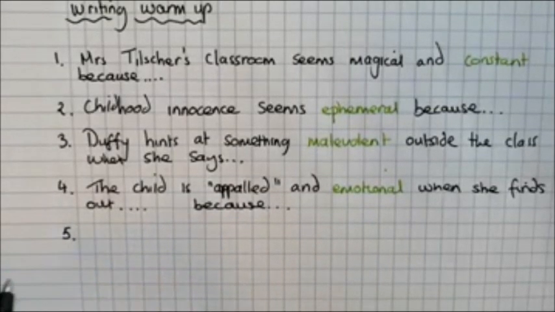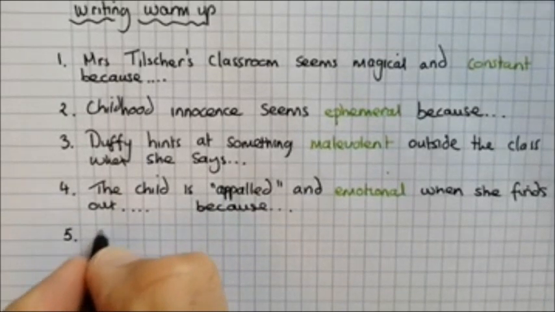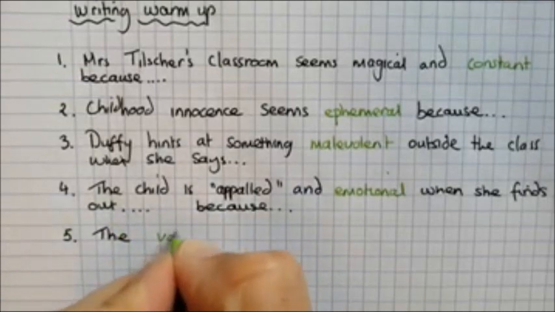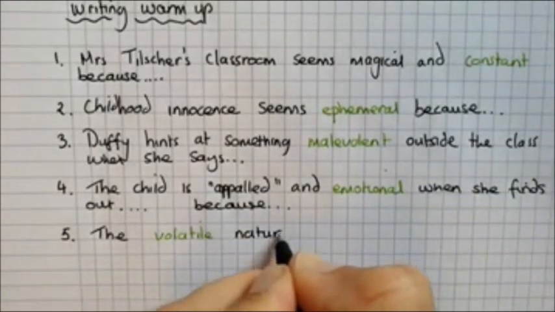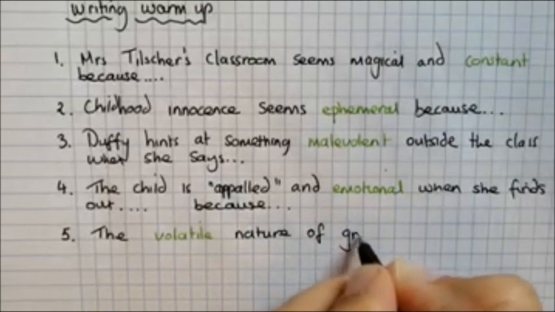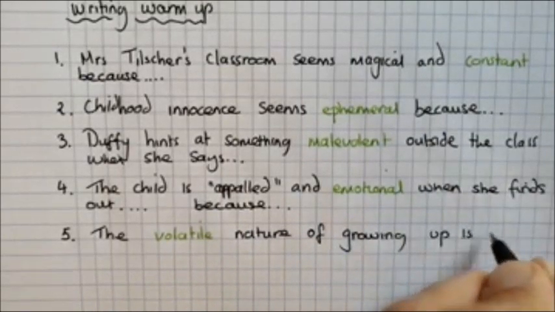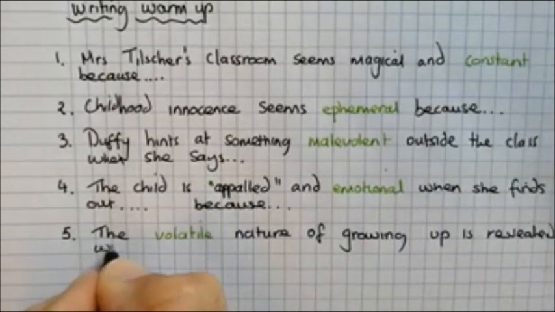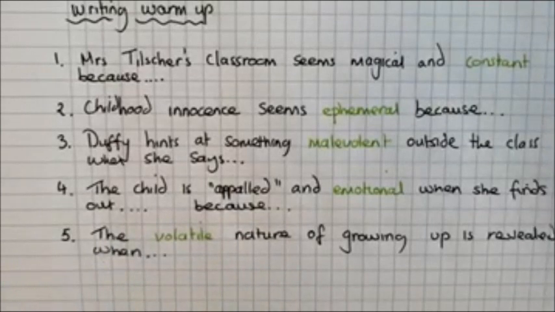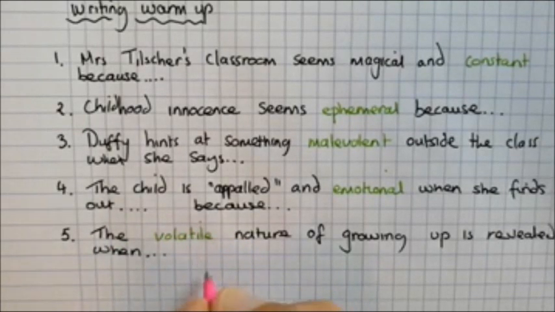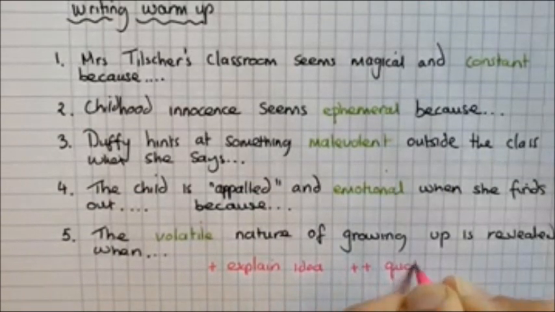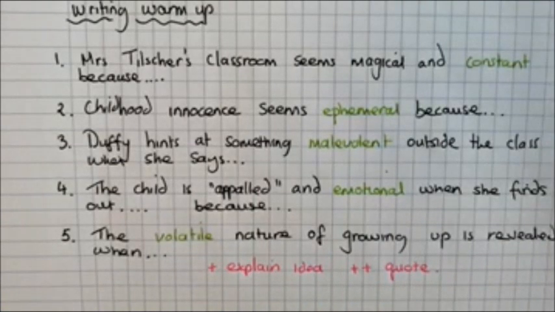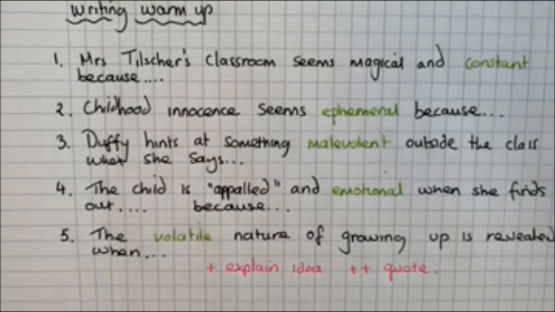And then lastly, only 5 today, far more sensible number. The volatile nature of growing up is revealed when. Okay, and what you're looking for, if you're looking to be up there with the best of them, is that you're looking to not only explain your idea, but also find a supporting quote. Okay, so take your time with these, and I'm going to introduce the next writing warm-up.